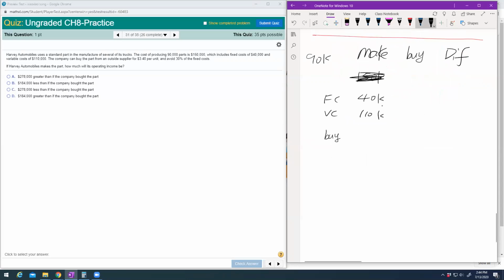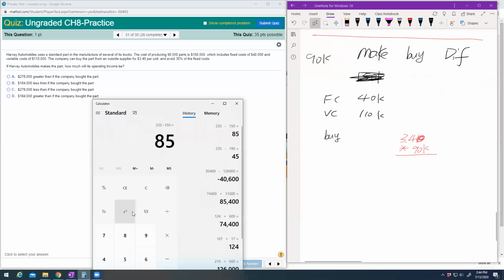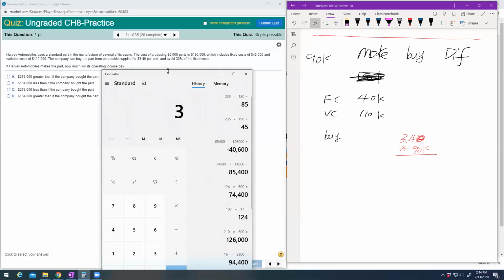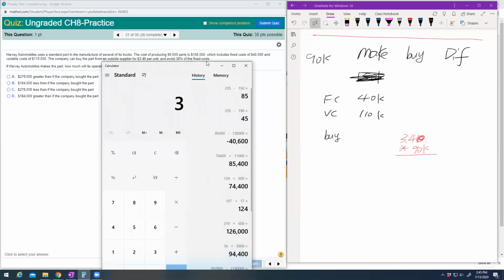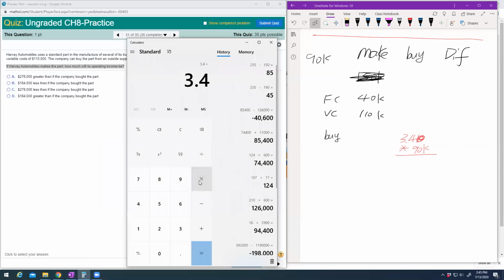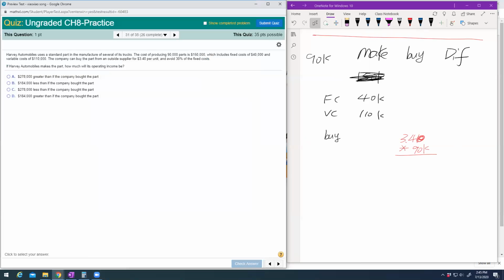If you buy it, the cost is 3.4 for each, and you will buy 90,000. So 3.4 each and 90,000 units gives you 306,000. The total cost for the buy is 306,000.